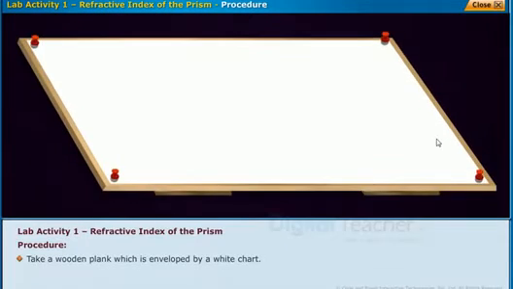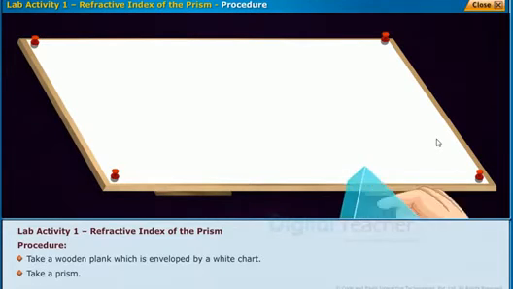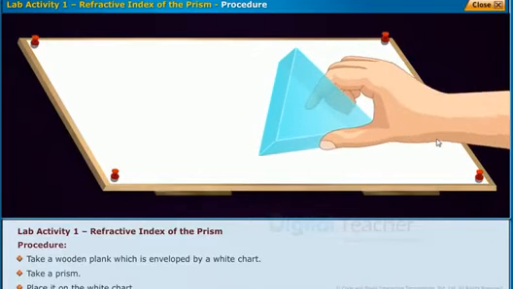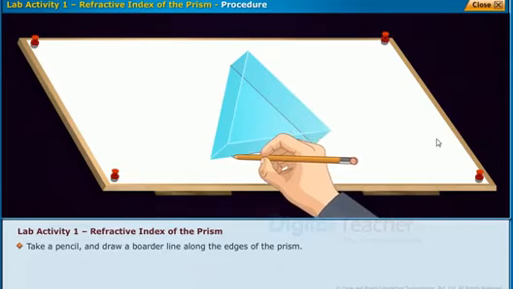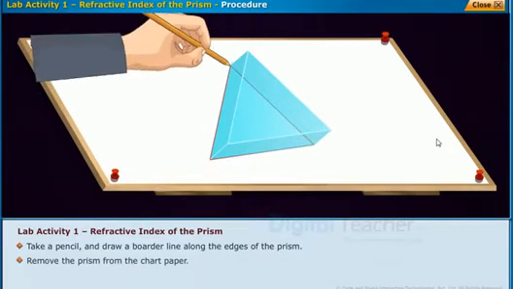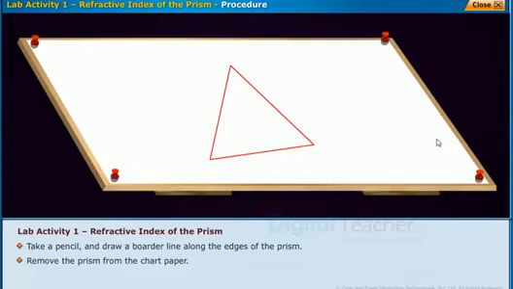Take a wooden plank which is enveloped by a white chart. Take a prism. Place it on the white chart. Take a pencil and draw a border line along the edges of the prism. Remove the prism from the chart paper.